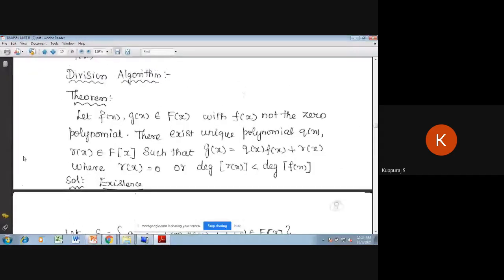Now the proof of the division algorithm over polynomials will be discussed in the next class. Okay. So thank you, students.